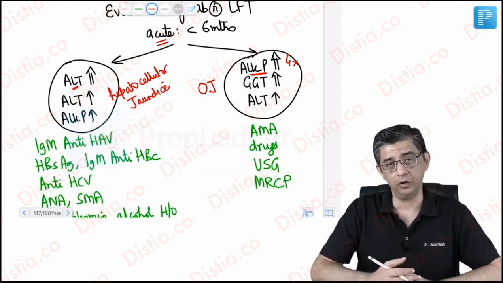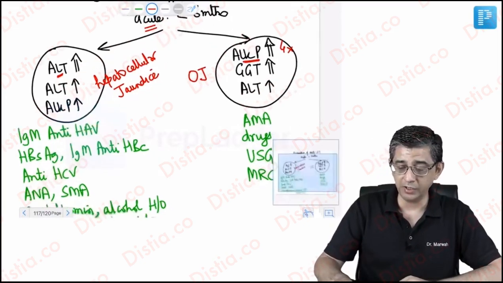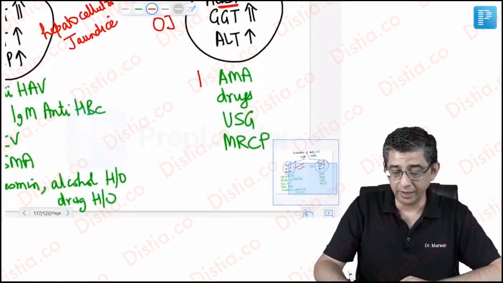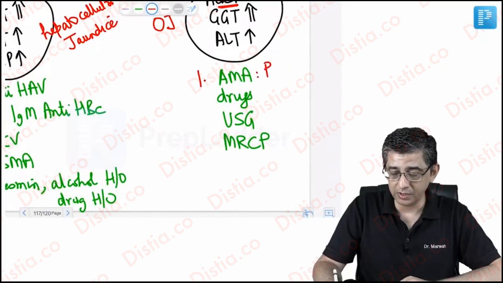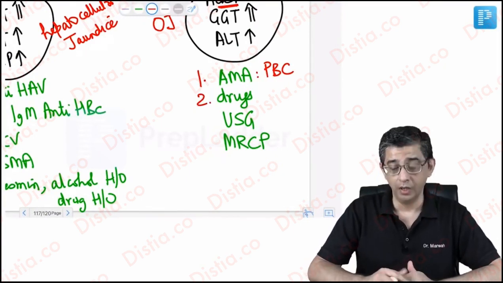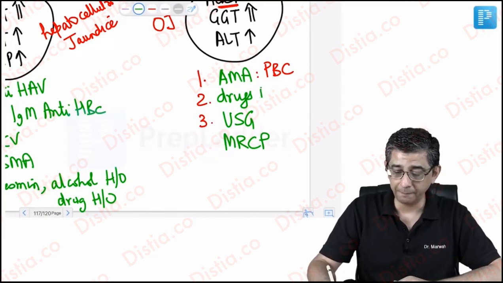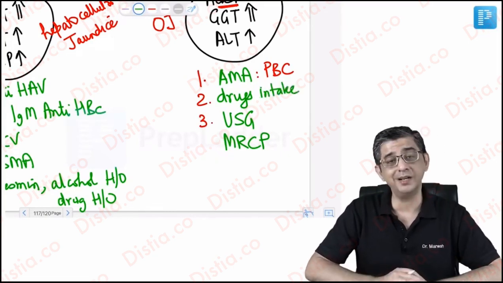So one, laboratory reports should always be interpreted in the right way. If you look at conjugated bilirubin with alkaline phosphatase 4x, obstructive jaundice, what tests will you write for the patient? You will write tests which can contribute to cholestasis, like primary biliary cholangitis. That's a separate video in the discussion. So anti-mitochondrial antibody. I will also be checking the drug history in the patient, whatever the drug intake is, because it can also contribute to cholestatic jaundice.